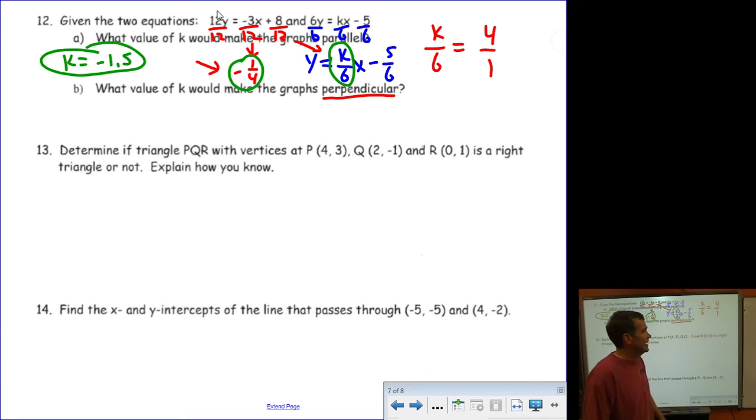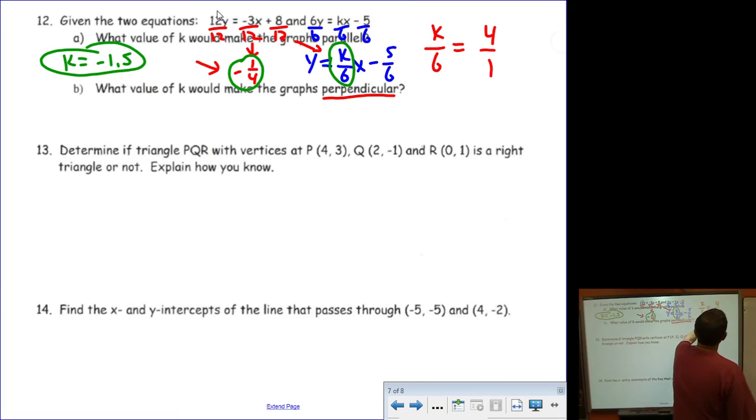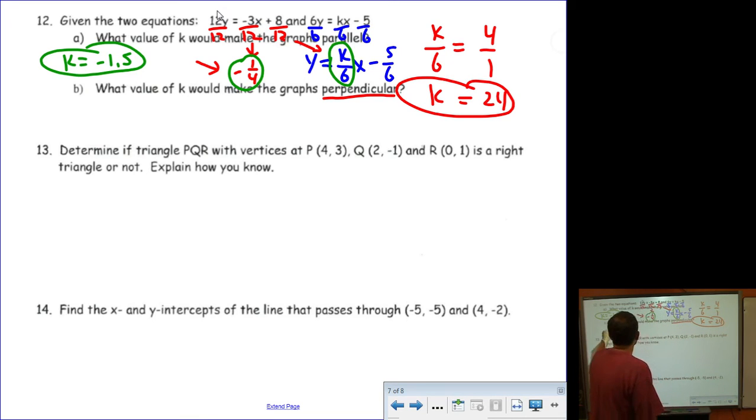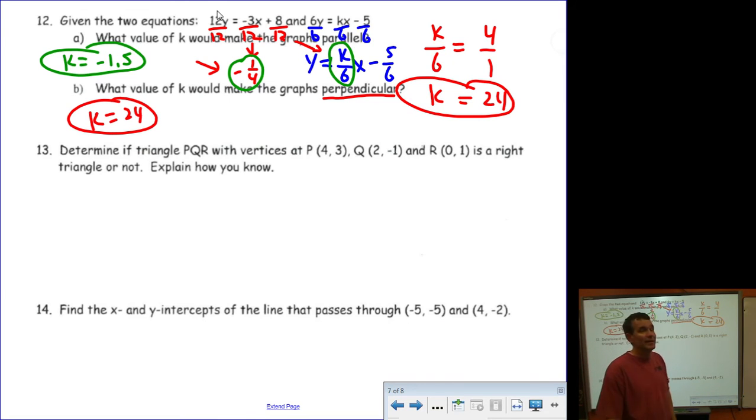All right, again, I have a proportion here, a fraction equal to a fraction. I can take the cross products to solve for k. K times 1 equals 24. Look at that, it's solved. K would equal 24. And if k equaled 24, those lines would be perpendicular. That's a hard one. Number 13.